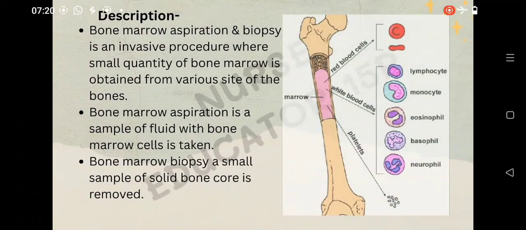What is bone marrow? Bone marrow is the soft, spongy center part of the bone. Here, the blood cells are produced in the bone marrow, such as red blood cells, white blood cells, and platelets.